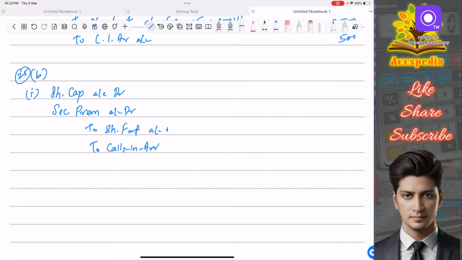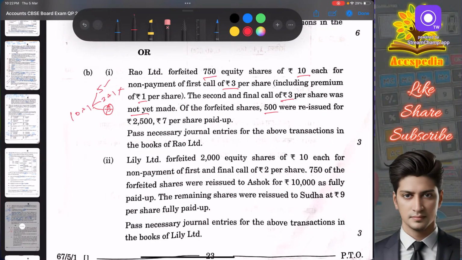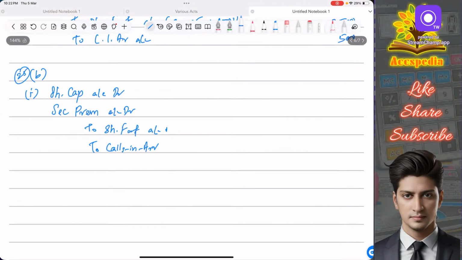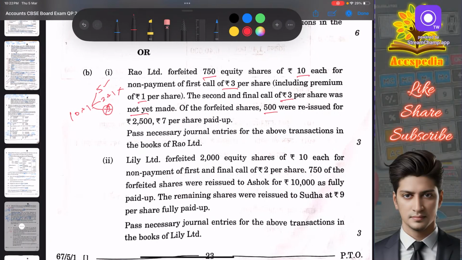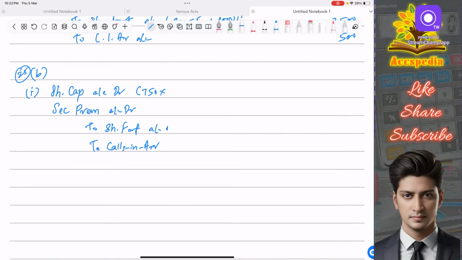Calls in arrears. Okay, this is the journal entry for the forfeiture. 750 shares are forfeited, so share capital, I told you, 750 number of shares forfeited into called up face value. Out of that face value of 10 rupees, how much is called? Application and allotment 5 rupees called and paid. First call 2 plus 1 called but not paid, but it is called. So called is 5 plus 2. This 5 rupee and this 2 rupee are called, but whether paid or not paid doesn't matter. As soon as we call, we credit share capital in the due entry, so we have to debit 7 rupees, which is credited to share capital.